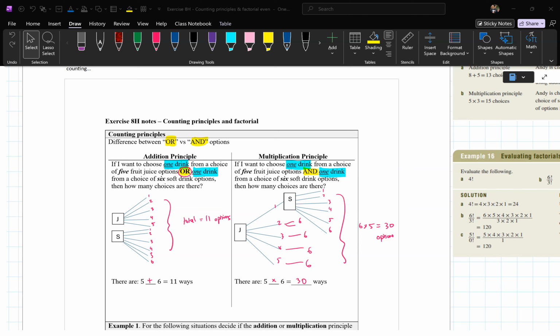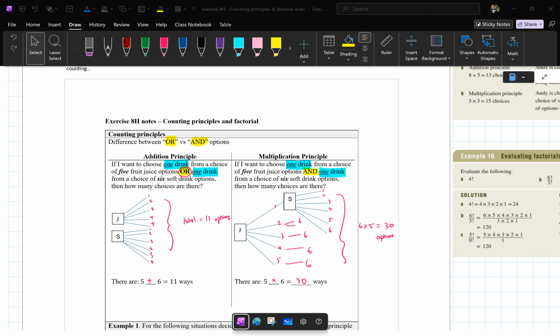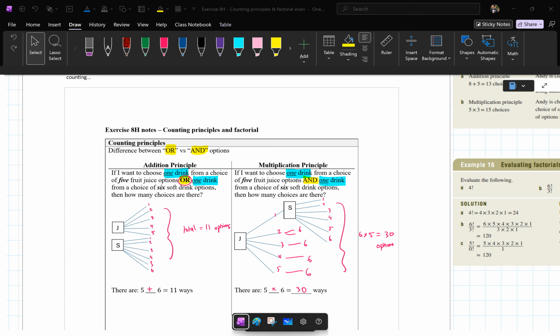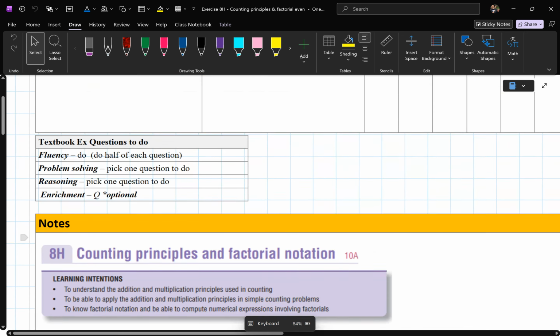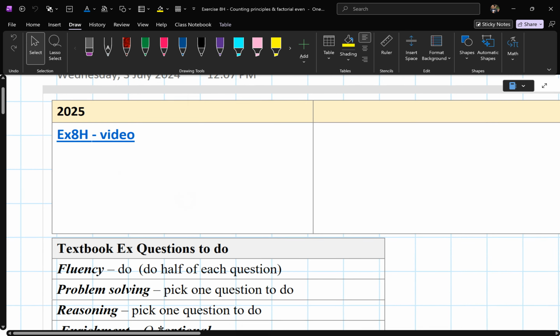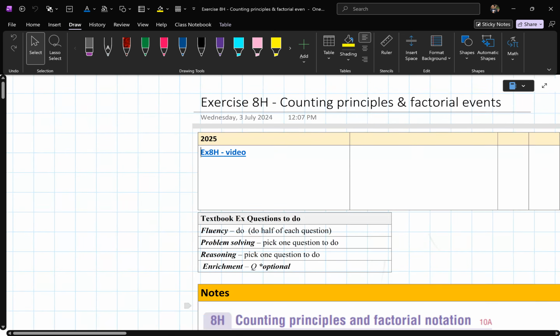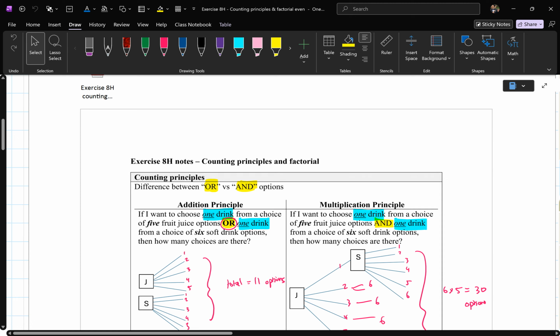Hey there, you nines. Just following on from our last session on 8H, where I was introducing counting principles and factorial. Here's the previous video. If you haven't watched that, that was the first time I was introducing it. So that's what these notes are representing.